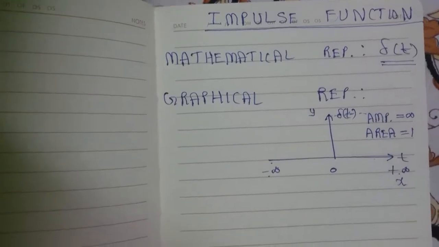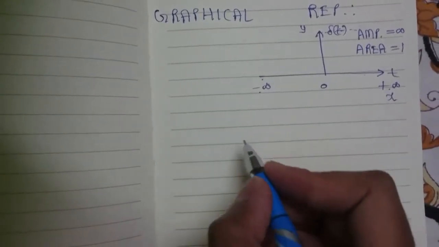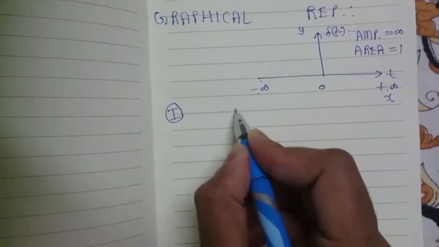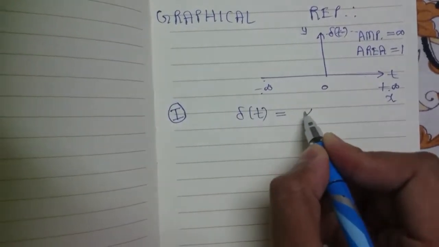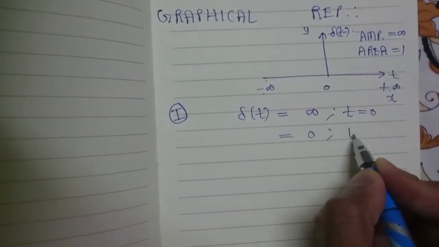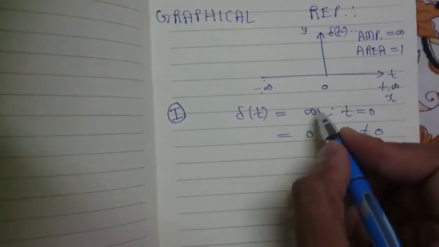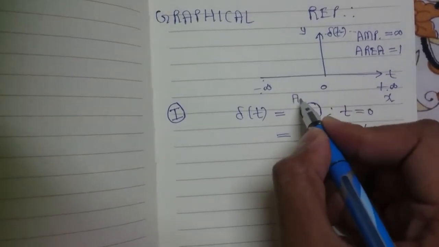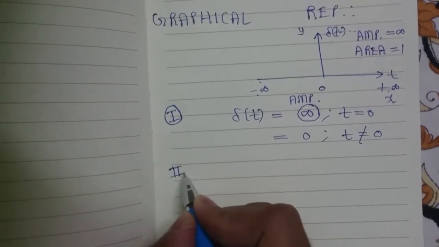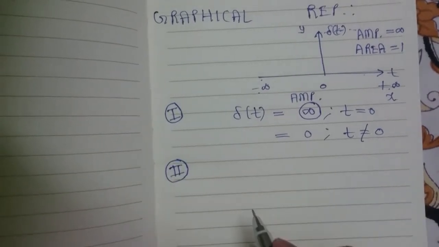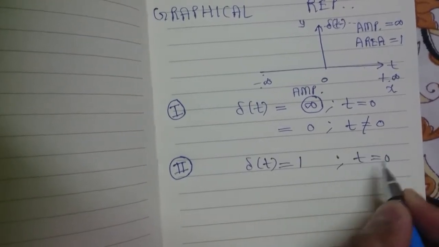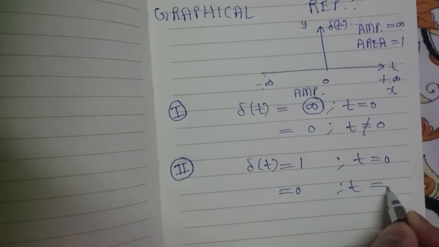So coming to the mathematical definition of impulse, there are two ways of defining. First way is delta of t is equal to infinite, t equal to 0, and equal to 0, t not equal to 0. So here this infinite is nothing but the amplitude. Second way of defining an impulse function, anyone can be used: delta of t is equal to 1, t equal to 0, is equal to 0, t not equal to 0.